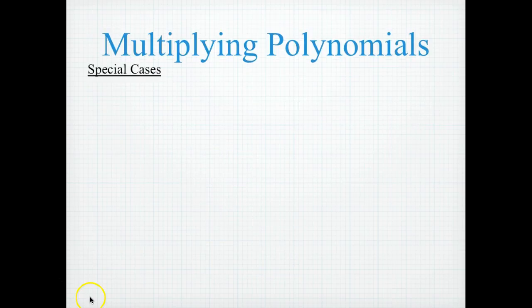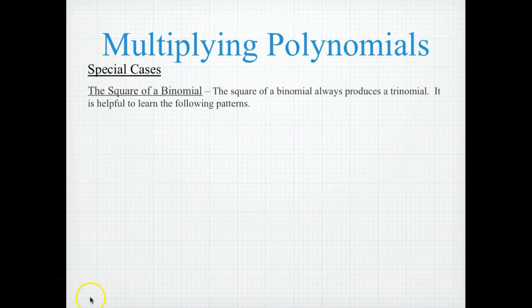Now as we wrap up this lesson, there's a couple of special cases that we need to identify. The first one is the square of a binomial. The square of a binomial always produces a trinomial, and it's helpful to learn the following patterns. Here the square of a binomial is a plus b, and that whole quantity is being raised to the second power. So we square the first term, we double the product, 2 times a times b, and then we square the last term.